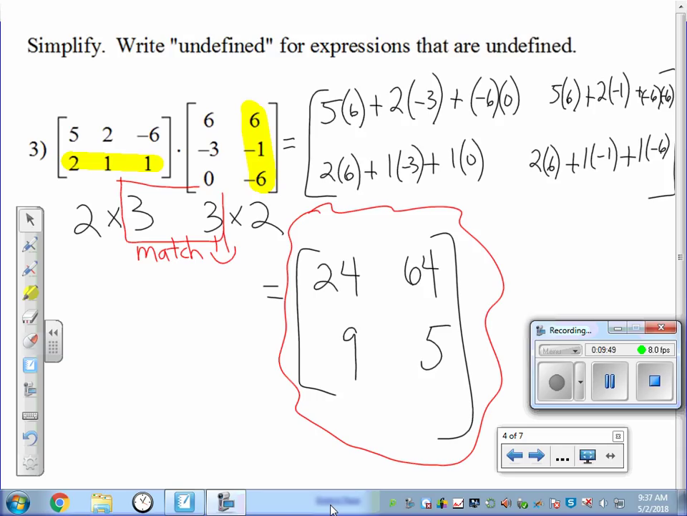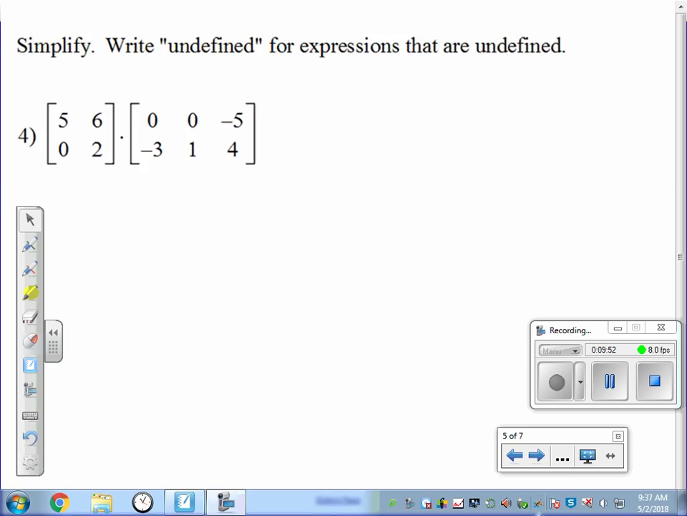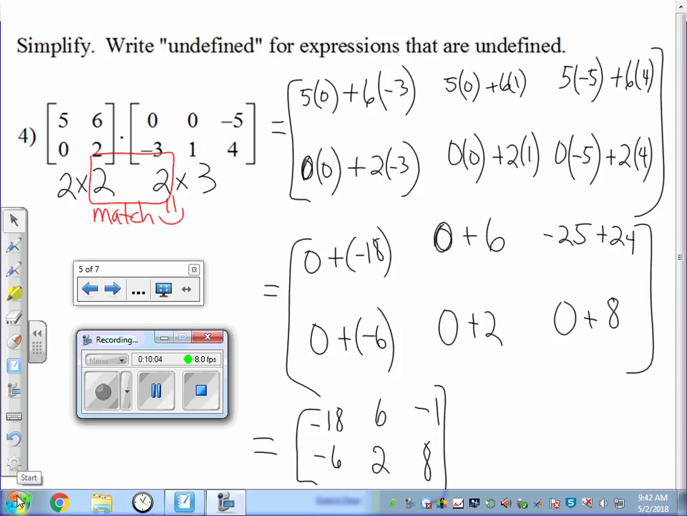All right. Next example, let's see what shakes loose. Here's what I'd like you to do on this example. Pause the video, try it out, and then see if your answer matches what I got. All right, check it out. The answer that I got was -18, -6 in my first column, 6, 2 in the second column, -1, 8 in the third column. Now, if you didn't get that and you're not sure where you made a mistake, call me over. I'll be happy to assist you and clarify.